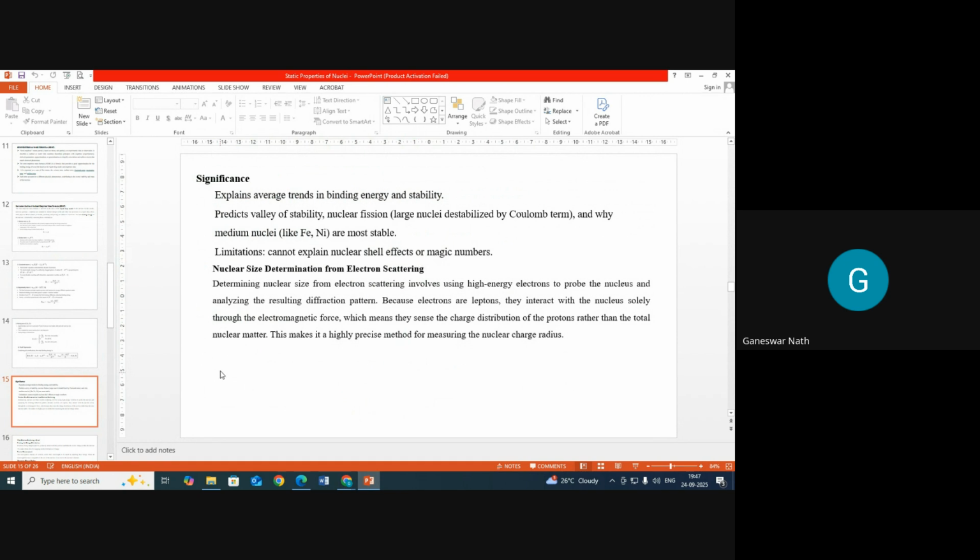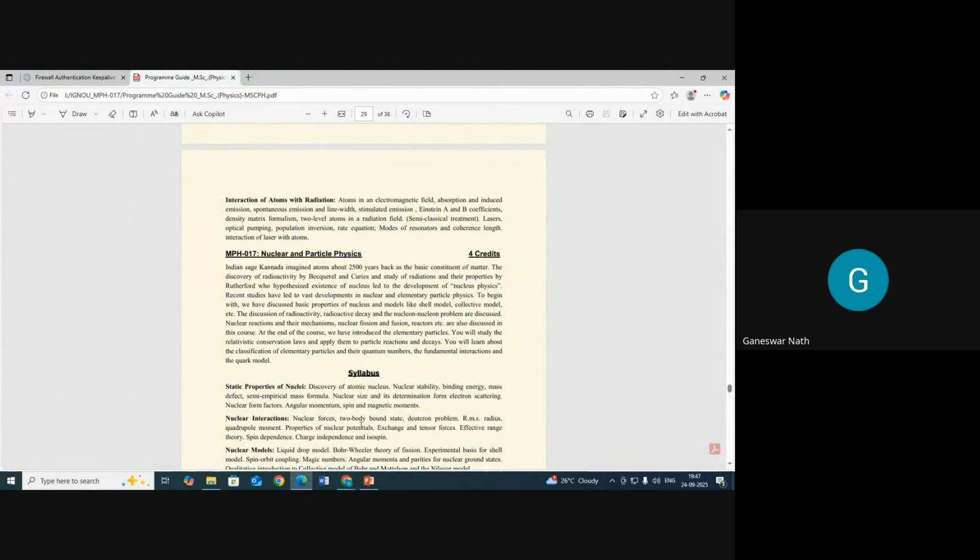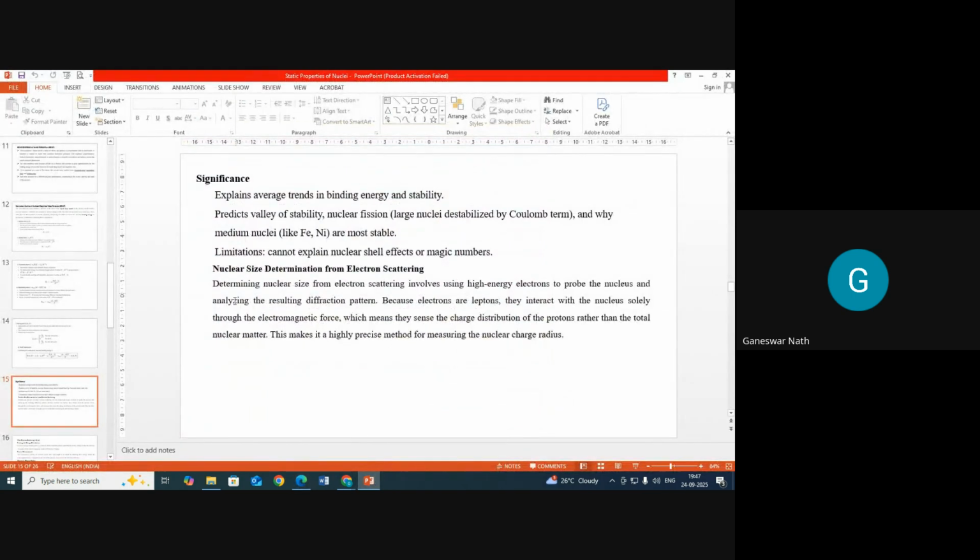Now after that we can move to another topic, that is the nuclear size and its determination from electron scattering. You know that different methods are there to determine the nuclear size. Out of all those methods, one we are following is the scattering process, and the scattering process gives an accurate or nearly accurate estimation of the size of the nucleus. So the size determination will be completely determined from electron scattering.